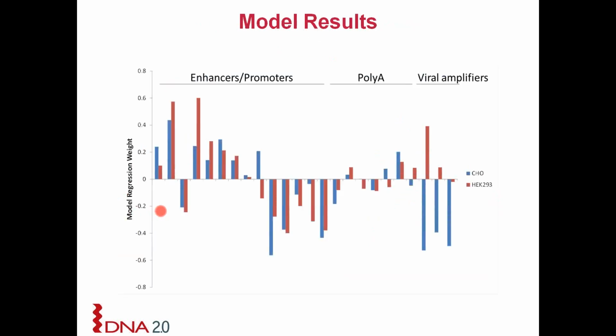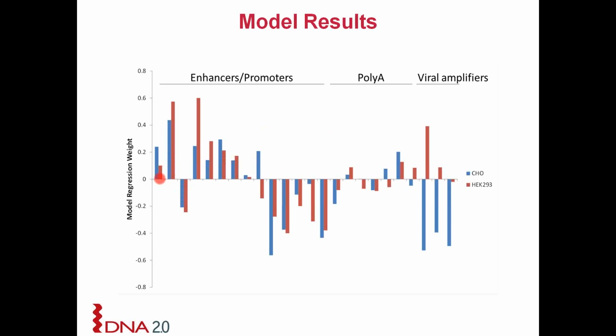So this is my favorite data, and I think it's really exciting. We're able to use multiple regression analysis to weigh the contribution of each element to expression in HEK and CHO. Each red and blue pair represents a different element, and you can see here we have enhancer promoter combinations, polyadenylation signals, and viral amplifiers. Blue represents the contribution to expression in CHO, and red represents the contribution to expression in HEK.